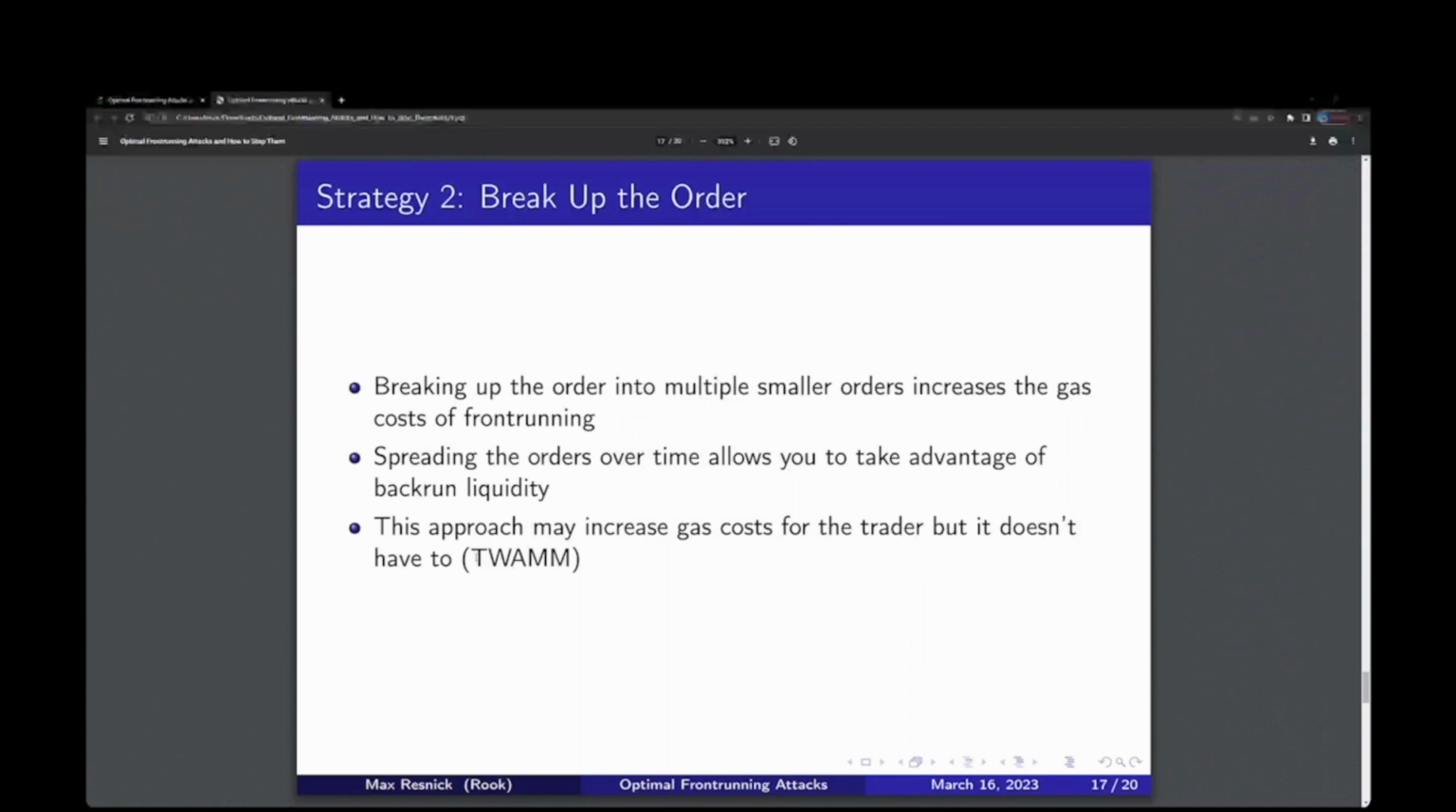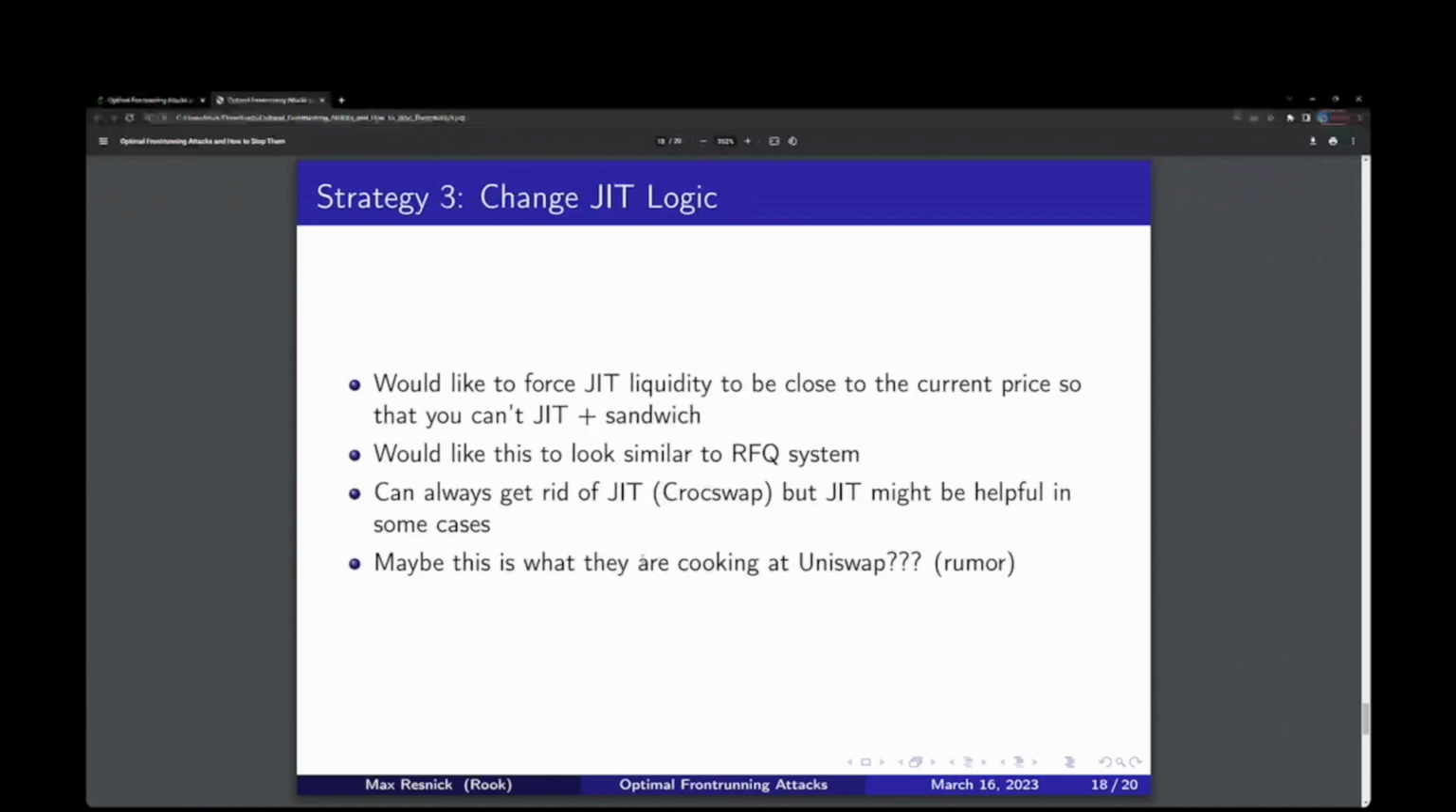There are some proposed solutions where the trader wants to trade a large order and it automatically gets broken up over time, like a TWAM, time-weighted automated market maker. So you can maybe mitigate the gas cost that way. This is one there's been a lot of discussion about, not as much recently, but kind of started by CrocSwap, not CowSwap, sorry.